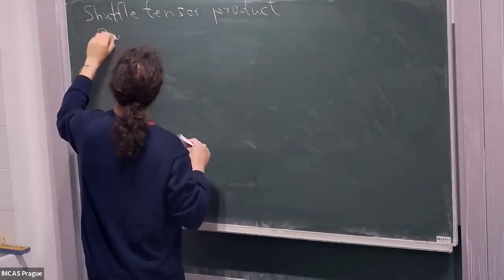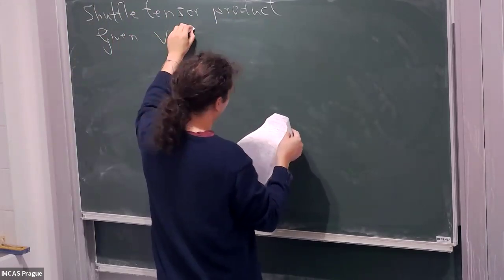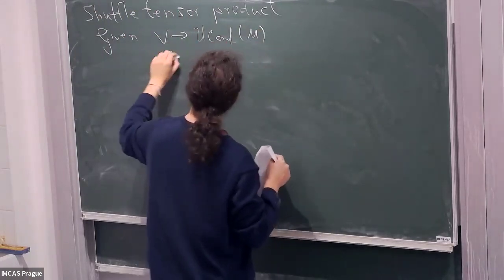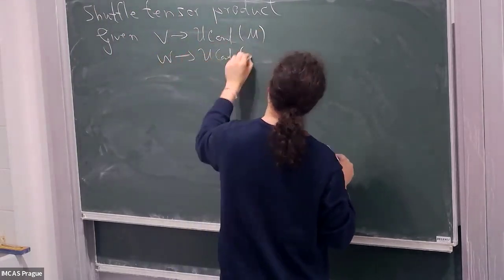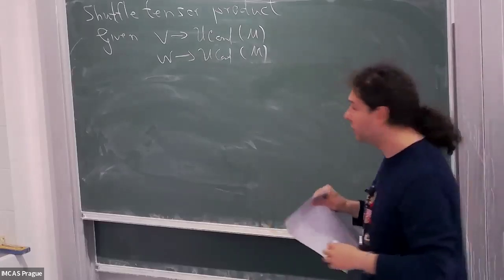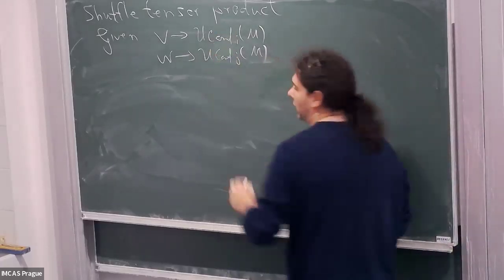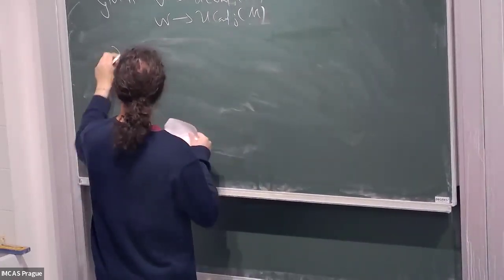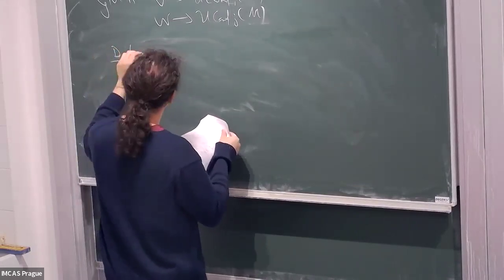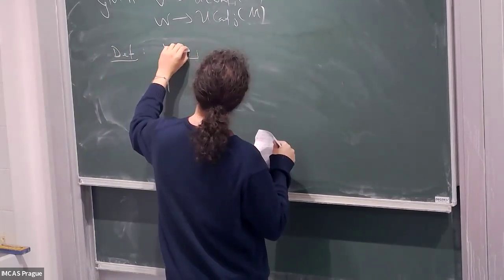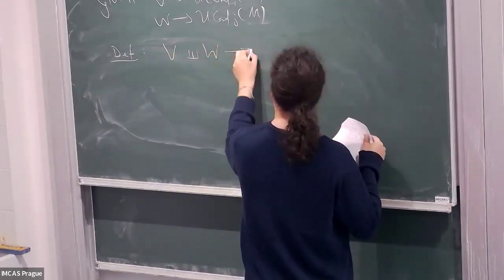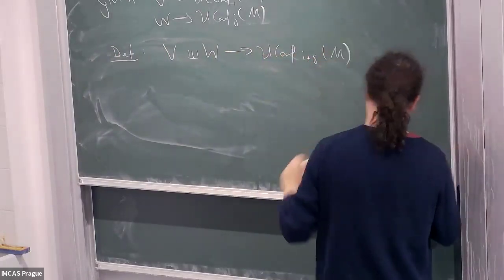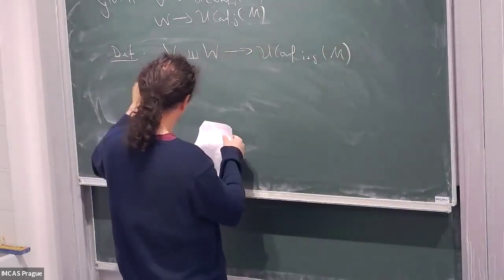So we start with a vector bundle over uconf M and another vector bundle over uconf M. I'm going to construct it component-wise, so I'm just going to fix two numbers of points here. We have a vector bundle, which we will denote by V shuffle W over uconf I plus J M. And it's defined as follows.